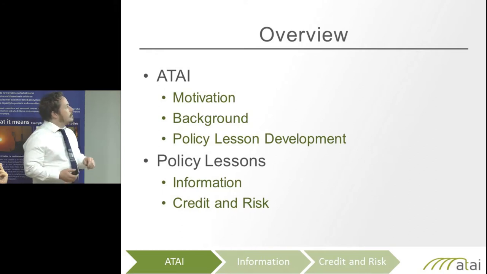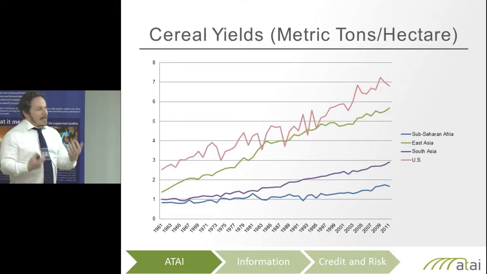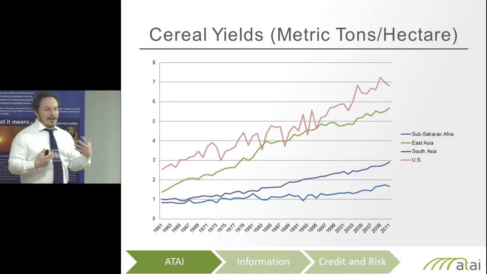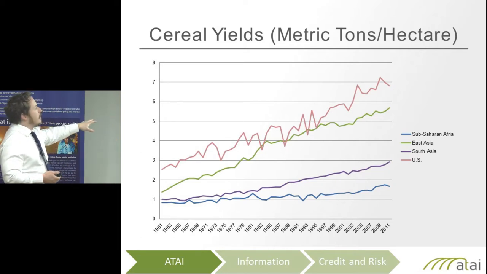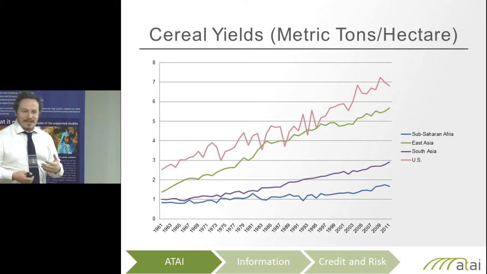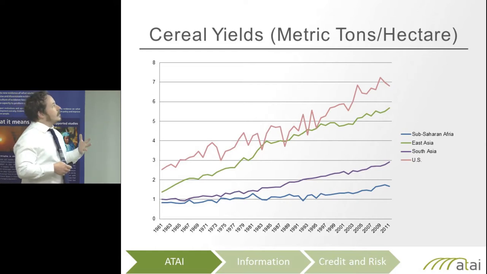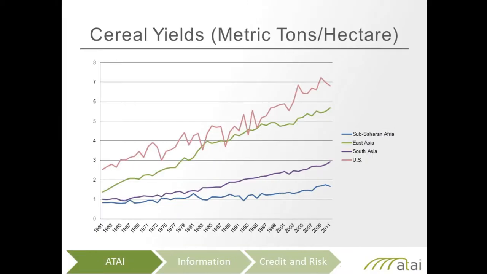So continuing on. We started ATAI based on a couple of different graphs and understanding of the world and agriculture. These are both examples that I think speak to the picture of agriculture around the world. What we have here is cereal yields in different parts of the world. This pink line here is the US. This is East Asia. The purple line is South Asia. And the bottom line is Sub-Saharan Africa. This is yields from 1961 through 2011.